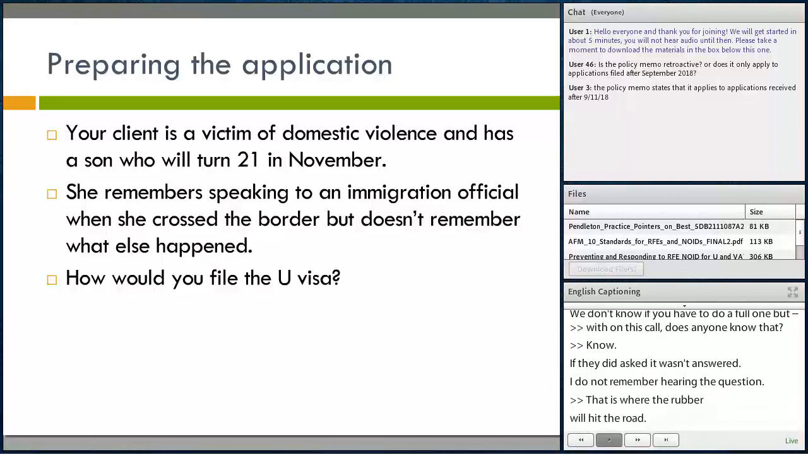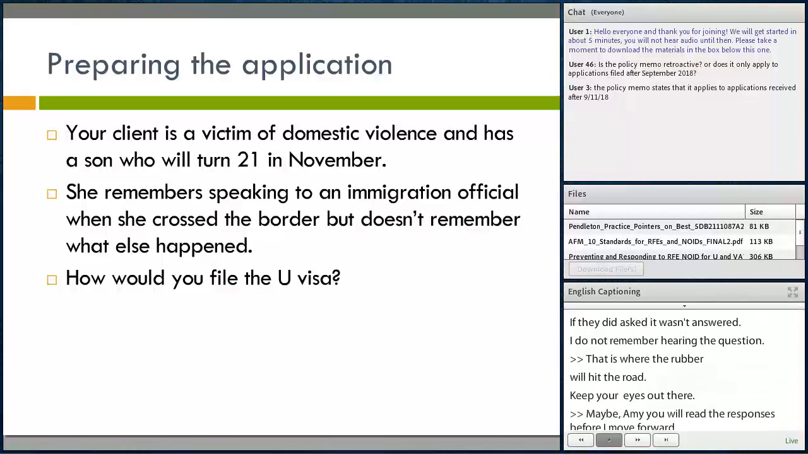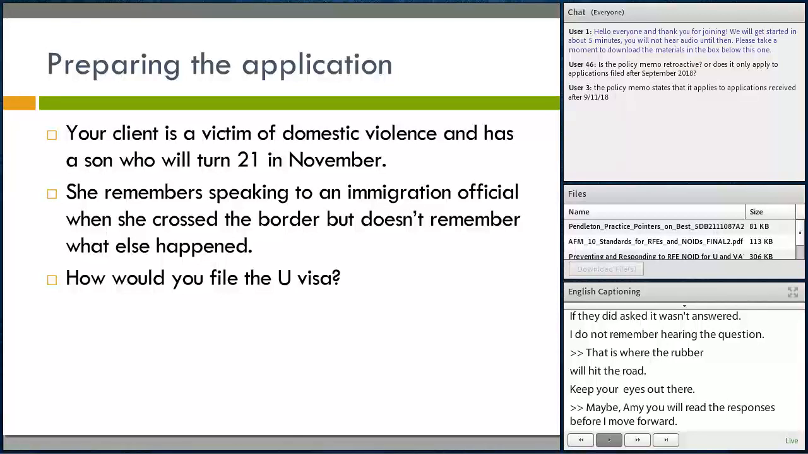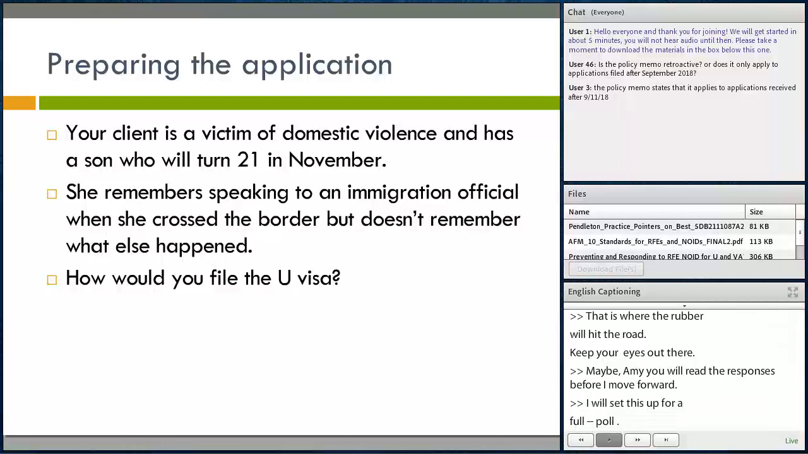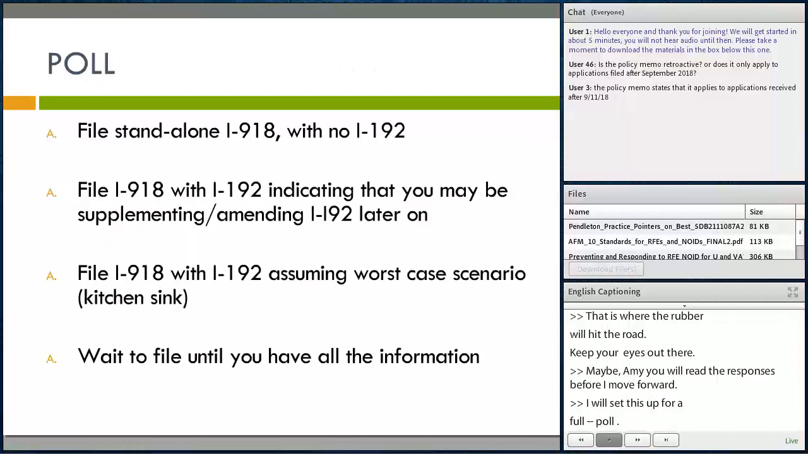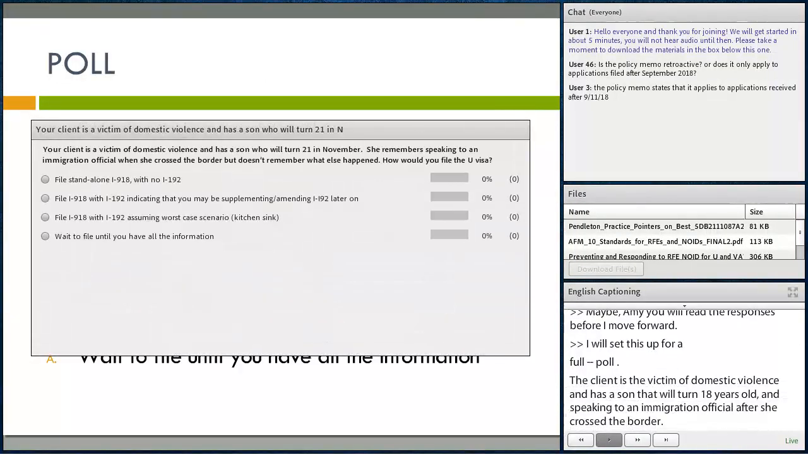Okay, so while she reads that, I'm going to set this up for a poll. This is a hypothetical. Your client is a victim of domestic violence who has a son who will turn 21 in November, next month. She remembers speaking to an immigration official when she crossed the border, but she doesn't remember what happened. How would you file the U visa? And now we're going to put up a poll, and I think, Alicia, you're going to make sure this works. Excellent, thank you.